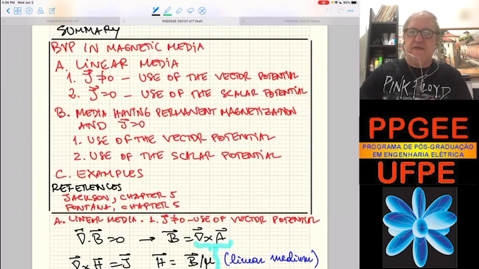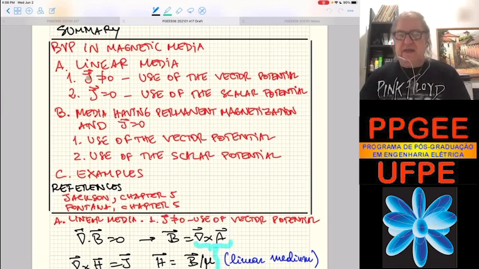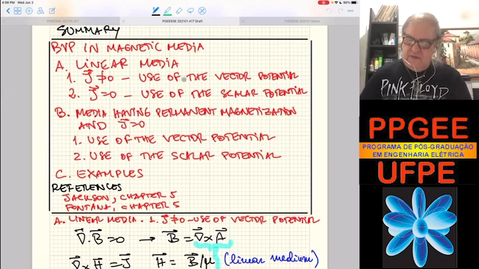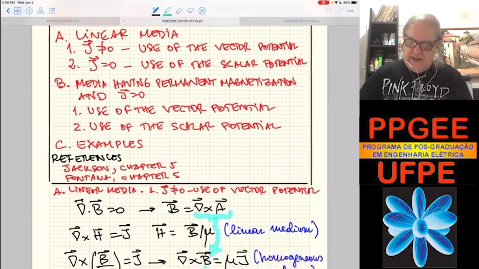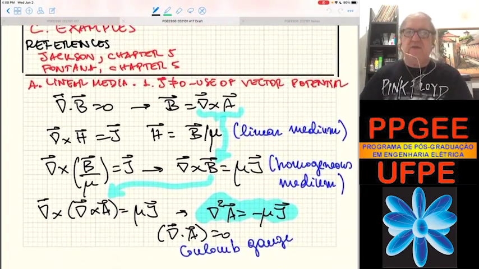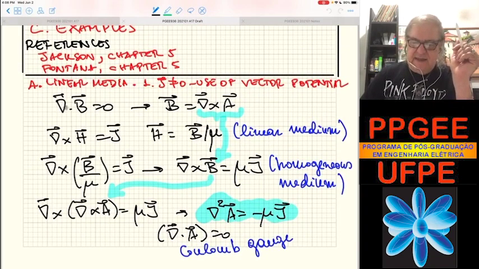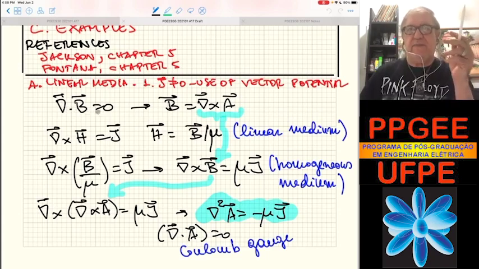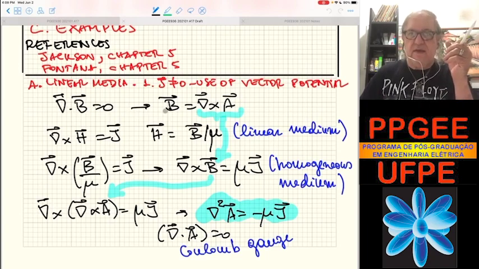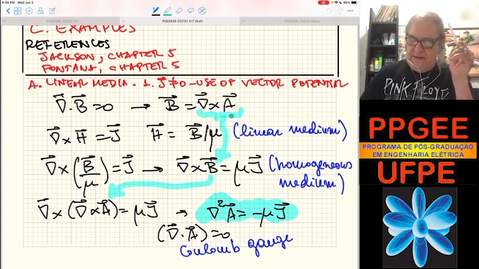Let me just position my screen here. The first thing we want to do, well, let's consider the first case, the case of linear media with either J different from 0 or J equals 0. J different from 0, use of the vector potential. So let's consider that situation. So what's the formalism? Let's go to Maxwell's equations for magnetostatics. The divergence of B equals 0. So due to our properties of vector fields, B is a solenoidal field, can be derived from the curl of a vector potential, which is called A.